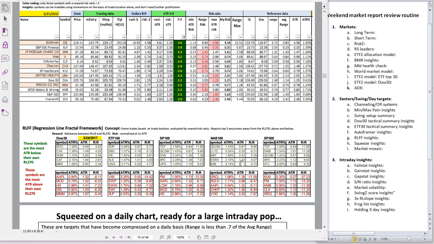Regression line fractal framework I've described in other areas, but suffice it to say these are screens in their various populations of the Dow 30, the ETF 100, and so forth, where the difference between the estimate of fair value based on very short-term trading and longer-term buy and holding is most dramatic. That the difference in opinions is so great, which in my view creates interesting price tensions between those two different demographics, between the longer term and the shorter term. And it gets expressed in terms of reward to risk as a function of their daily ATR.